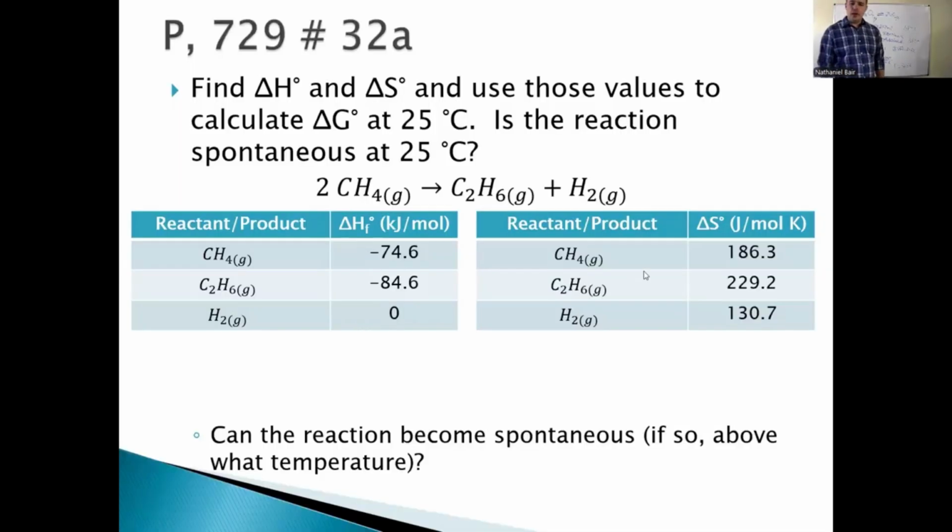All right, I would like you to try that whole shebang all over again. Can you do it on your own? I'm going to take the leash off. You got this. Solve for delta H, solve for delta S, and then solve for delta G at 25 degrees Celsius. Tell me if it's spontaneous or not. And if the reaction is spontaneous, can it ever not be spontaneous? And if it's not spontaneous, can it ever be made to be spontaneous? You got this.